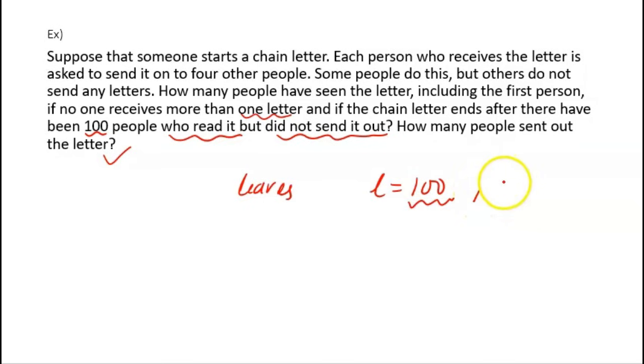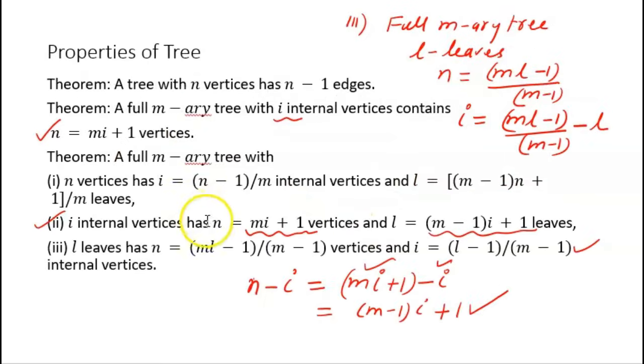Here it is an m-ary tree, so m is equal to 4, because every person is expected to send it to 4 people. So what do we know? We know the number of leaves, and we know the value of m, which is equal to 4. What we have to find is n, the total number of vertices. So we are going to use this result.